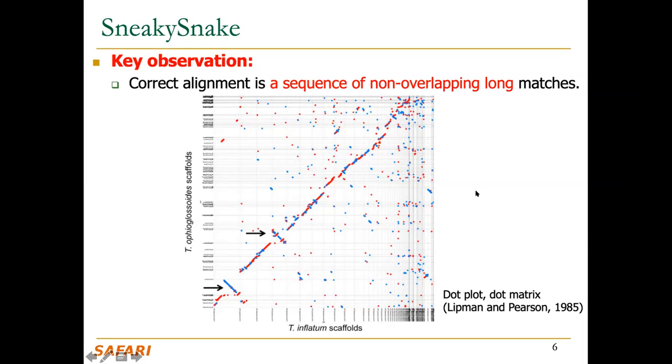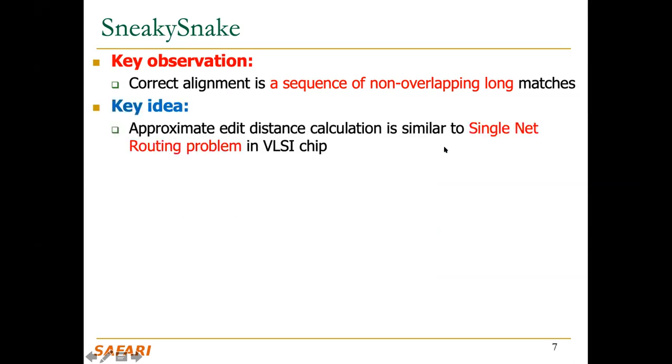Now, we leverage this observation, or we exploit it actually, to build the SneakySnake algorithm. The correct alignment is a sequence of non-overlapping long matches, and these are the things around the diagonal. So we said, okay, let's approximate the edit distance calculation using what we call the single net routing problem in VLSI chips. We observe that the single net routing problem is very similar to connecting these dots, or finding these dots or long non-overlapping matches.